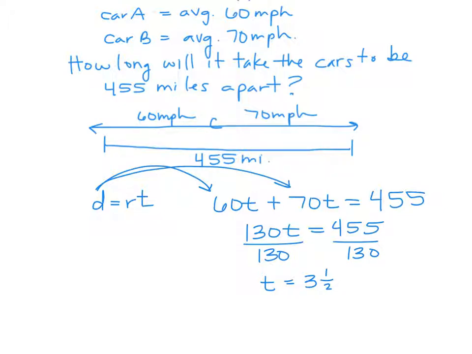Okay, so key thing here, you need to label with this stuff because we're talking miles per hour, we're talking hours. I need to know what 3.5 represents. It represents 3.5 hours for them to get 455 miles apart. Okay? Yes.